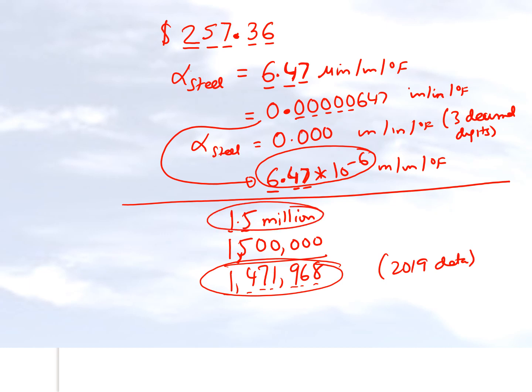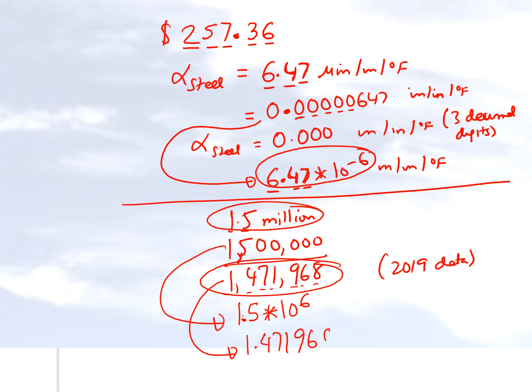If I want to show that this number has only 2 significant digits, I'll write it as 1.5 times 10 to the power 6. And if I want to show that all the digits are significant in this one, then I'll say 1.471968 times 10 to the power 6. And that's how I would represent the two numbers to show the correct number of significant digits.